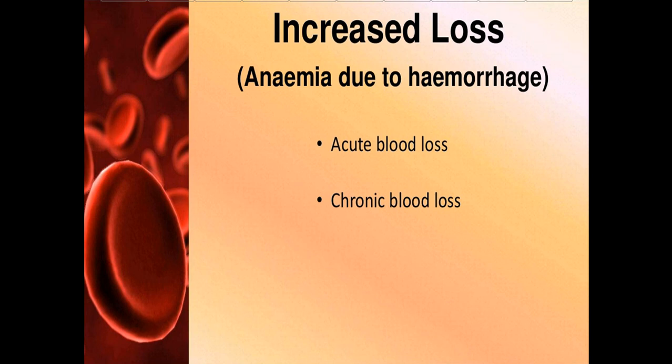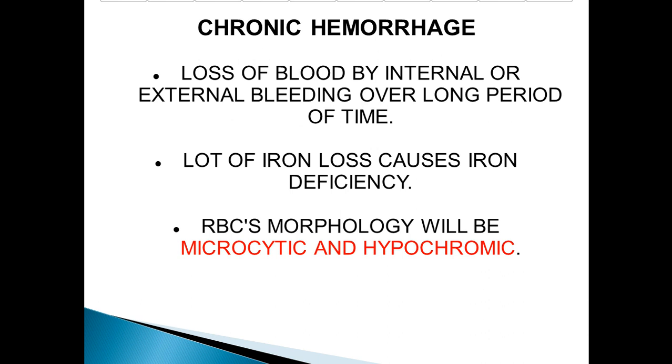So these all are the reasons behind reduced RBC production. Increased loss: first one, anemia due to hemorrhage, that is acute blood loss and chronic blood loss. Acute blood loss occurs in road traffic accidents where massive blood loss occurs, and in chronic blood loss, there is loss of blood by internal or external bleeding over a long period of time. For example, in peptic ulcers, a lot of iron loss causes iron deficiency. RBC morphology will be the same as that of iron deficiency anemia, that is microcytic hypochromic.